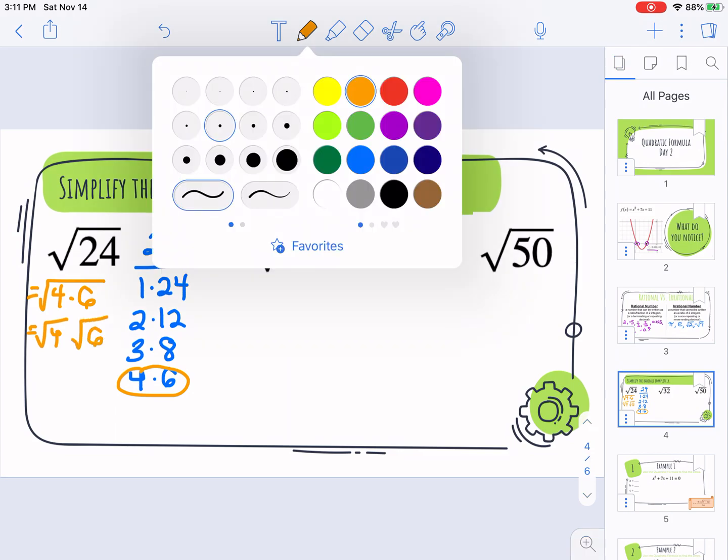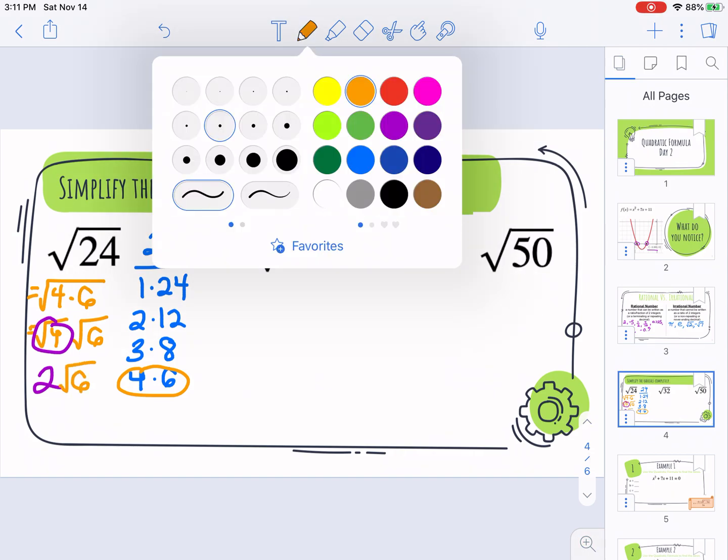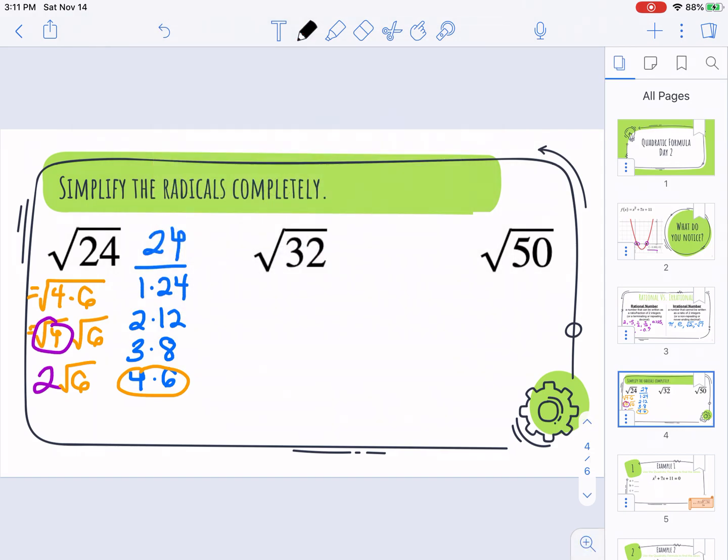So I notice that the square root of 4 is 2. And the square root of 6, I don't know what that is, so I just leave that underneath the square root. 2 square root of 6 is the simplified version of square root of 24.